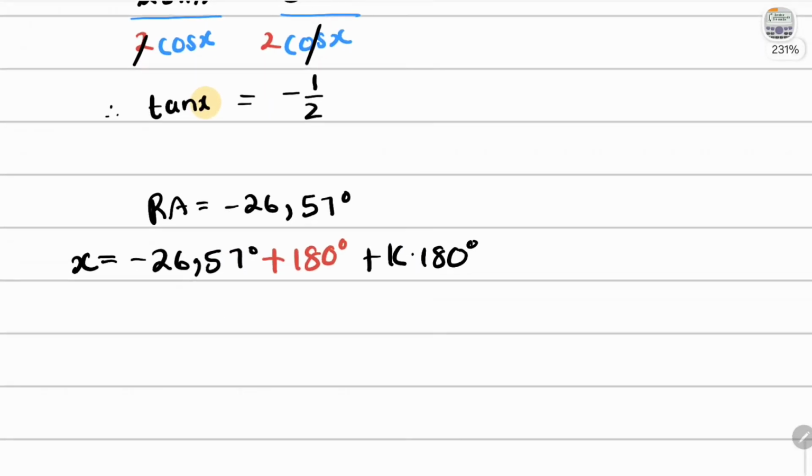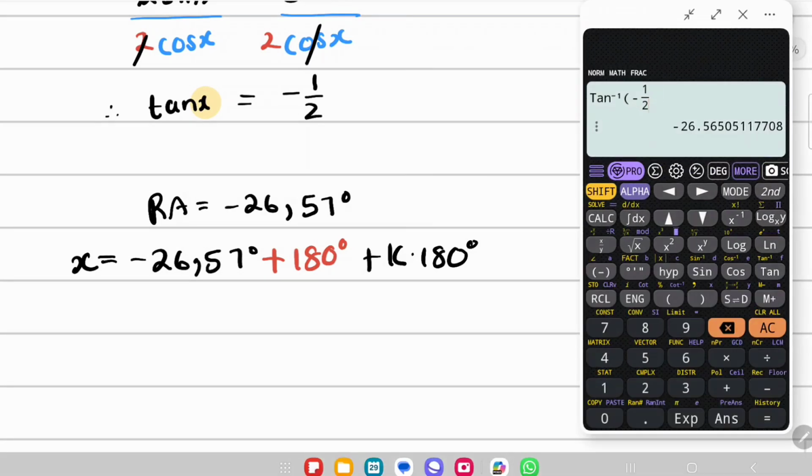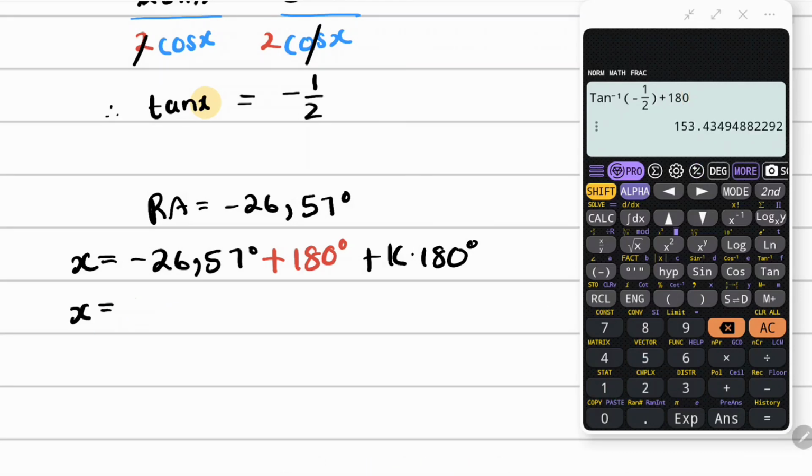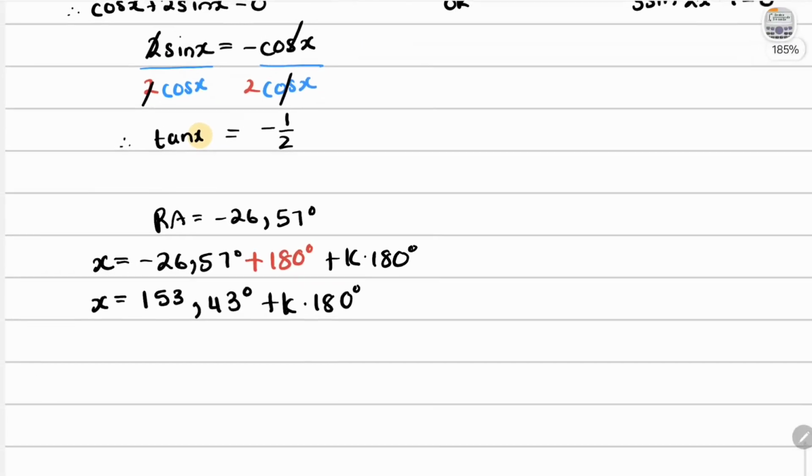So let's just solve for that. What is 180 degrees plus that? Just take this answer and then add 180 degrees to it. And that's all. So the answer is x is equal to 153.43 degrees plus k of 180 degrees. And that's really all you have to do.